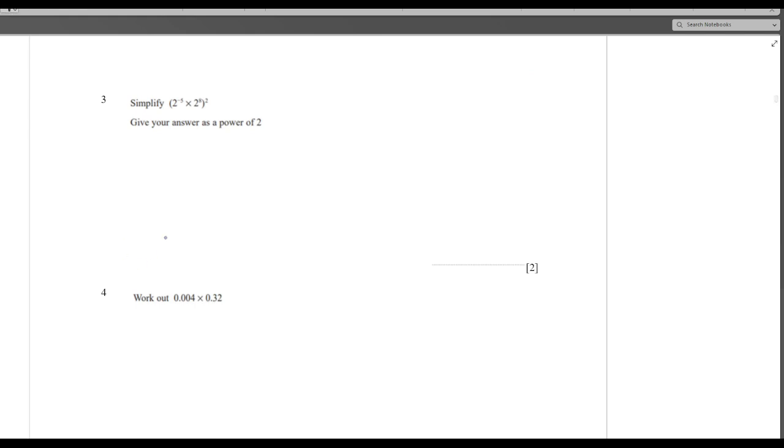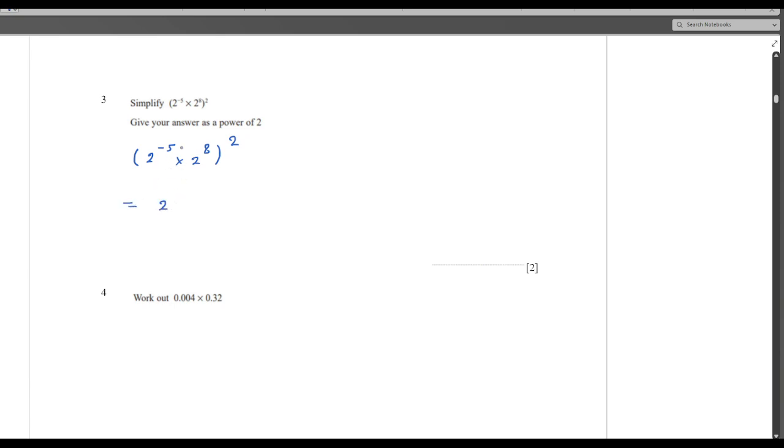Next question, we have to simplify 2 raised to minus 5 times 2 raised to 8, the whole raised to 2. So first let us simplify the bracket. So it is 2 raised to minus 5 plus 8. Minus 5 plus 8 is 3 and the whole power is 2. We know the rule of indices, powers will multiply with each other. So 3 times 2 is 6. I will write 2 power 6. Give your answer as a power of 2. So don't simplify this 2 power 6, because here we need the answer as 2 power something.